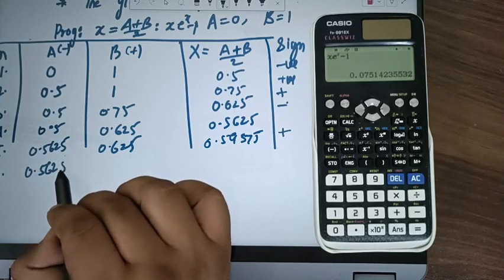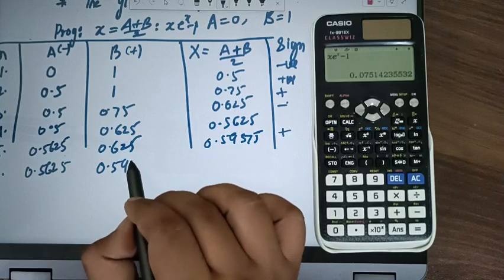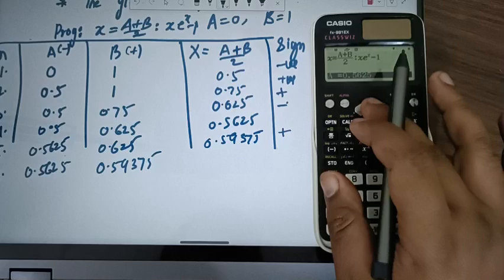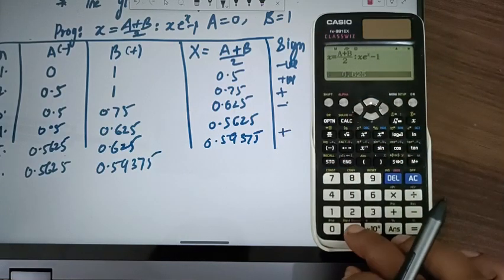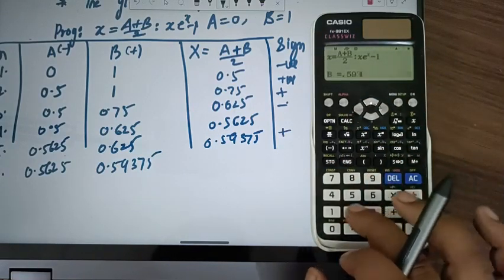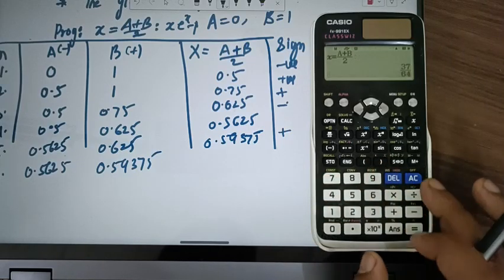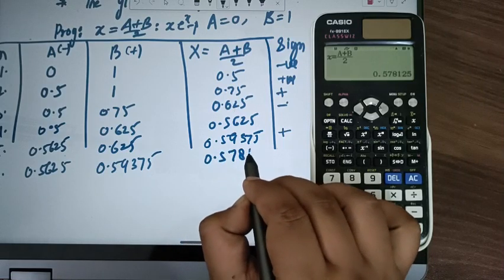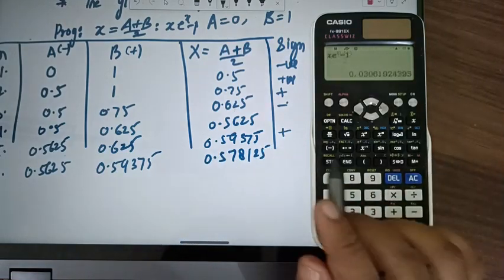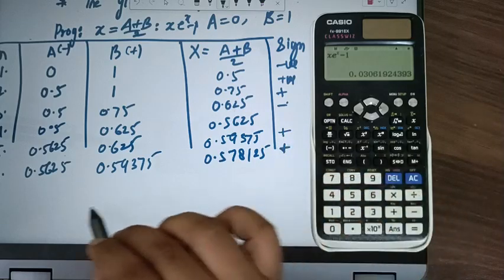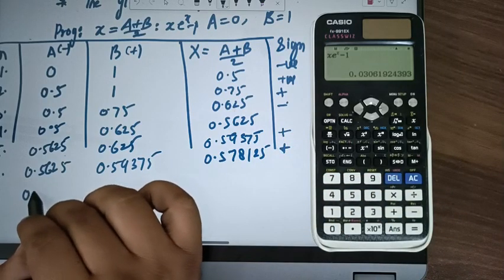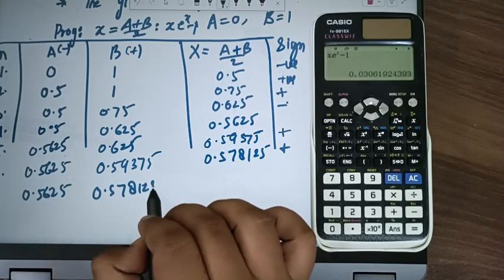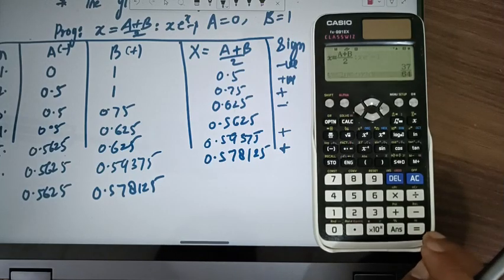So the interval is 0.5625 and 0.59375. Change the value of b with the up arrow to 0.59375, then press equal, and the new value is 0.578125. Press equal again, and the sign is positive. In the next iteration also the value of b will change, to 0.578125.